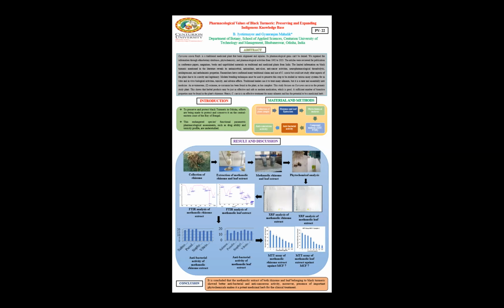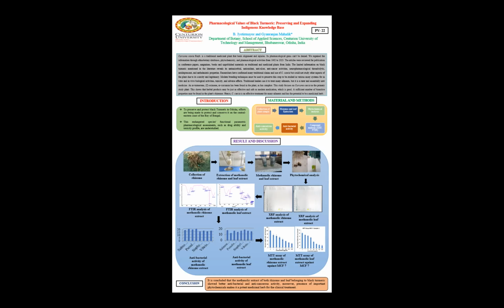As we can see, the rhizome and leaf samples were collected. The extraction was done. After that, phytochemical analysis was conducted. Then XRF analysis was done. In XRF analysis, in the case of methanolic rhizome extract, phosphorus is present in highest quantity, followed by silicon. While in the case of leaf methanolic extract, sulfur is present in highest quantity, followed by gluten. Differences in soil type, cultivated area, plant age, environmental condition, and irrigation methods are the primary causes of this variation in elemental concentrations.